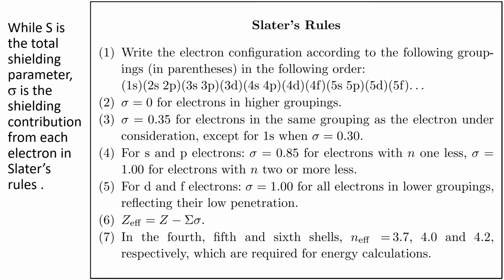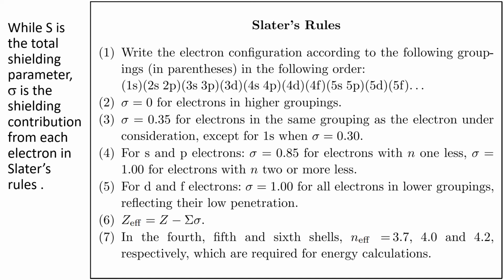And so the way Slater went about it, as you can see here from the first rule, is the S and P subshells. He considered them together because they are very similar in energy, the S and P subshells within a given shell. So he grouped them together, but the other types of subshell were considered separately. And so he considered the electrons within these groupings. And so in our rule number 2 there, sigma equals 0 for electrons in higher groupings.